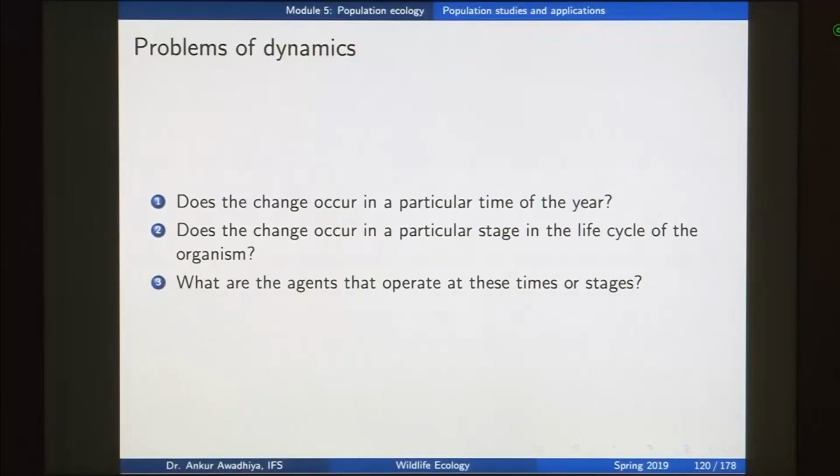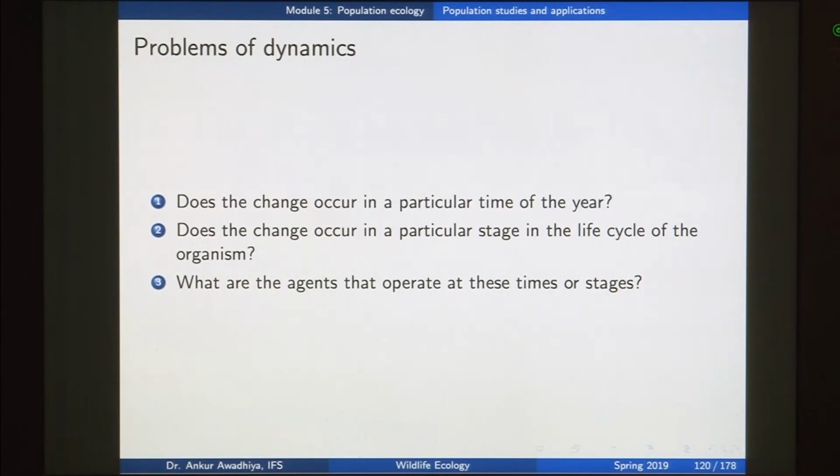The first one is, you will ask the question, does the change occur in a particular time of the year? So, for instance, if we are talking about the whales that are there in the ocean, we can ask the question, when do these animals breed, when do they have the young ones, and when is the time when they are getting poached. So, are these things having some amount of temporal distribution? So, you have births only in a fixed season, probably you have poaching only in a fixed season. So, this is the first question that you will ask.